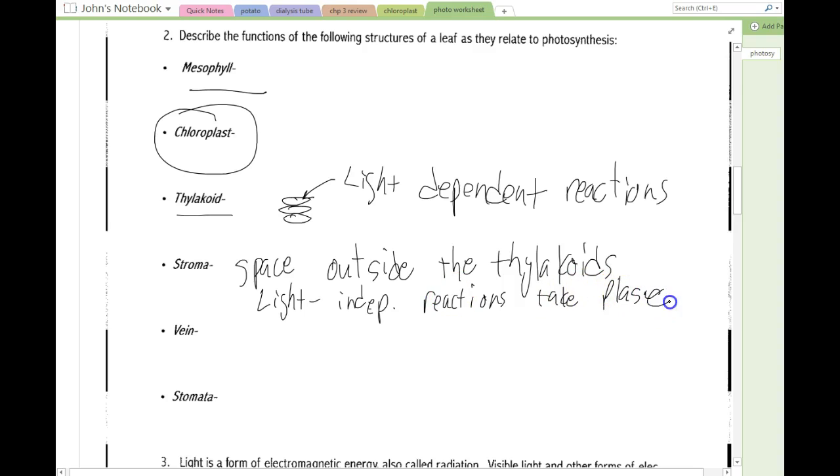The vein of a plant, what does it deliver up to the leaves? Water. And also transports other nutrients along with the water. Water and nutrients. What does it deliver away from the leaf down to the rest of the plant? What is being produced in the leaf?